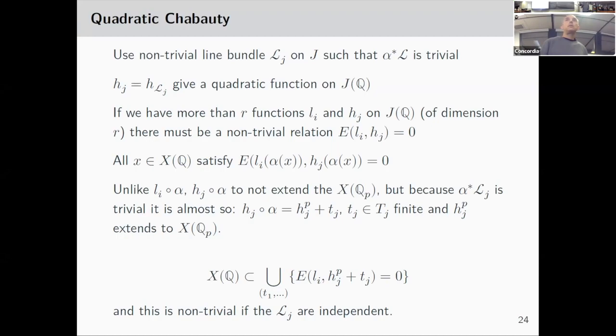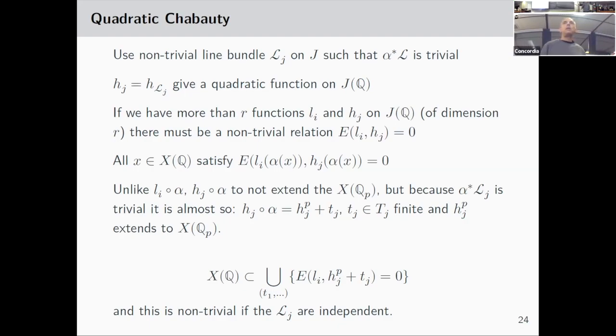And so now what I get is the following. The set of rational points is contained in the union over all possible choices. So T1 should be in capital T1, T2 should be in capital T2, and so on. Then I plug in this function, which is the polynomial in the Li's and the HPJ plus this correction factor, and I look at the set where this vanishes. This is a subset of XQP, and the rational points are contained in it.